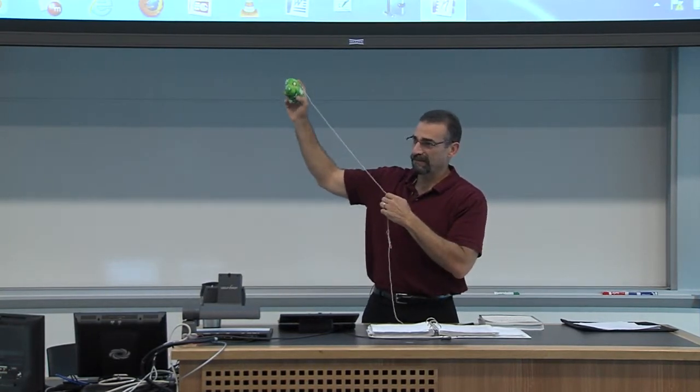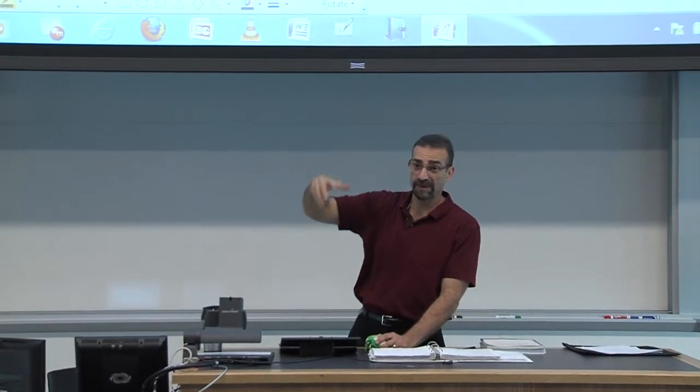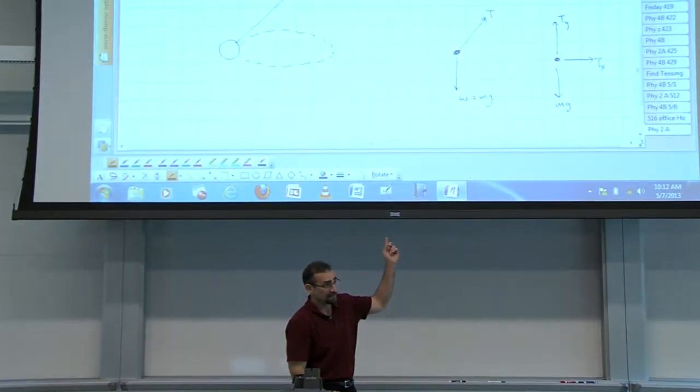Look at the free body diagram. We want it to be moving in a horizontal circle, right? So it's not going up or down. It's staying at the same elevation the whole time. So what do we know about the forces in the y direction? They should add to 0, right? It's not moving up or down in the y direction. What's going to happen to our weight? Is that ever going to go to 0? No, that's the force of the earth pulling on it, right? So what does that tell us about the angle of the string?